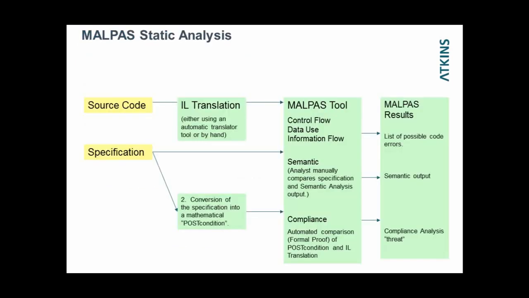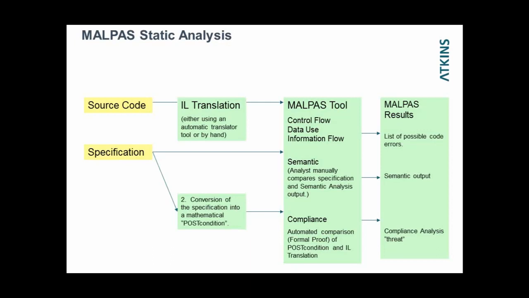This is how MALPAS works. If we start at the top left-hand corner, with the source code that's been written. So this is a static analysis technique that assumes that the source code has been written. The first stage is to translate that source code into MALPAS intermediate language. This is the language-independent input that the MALPAS tool uses. And there are a number of automatic translators that do that.